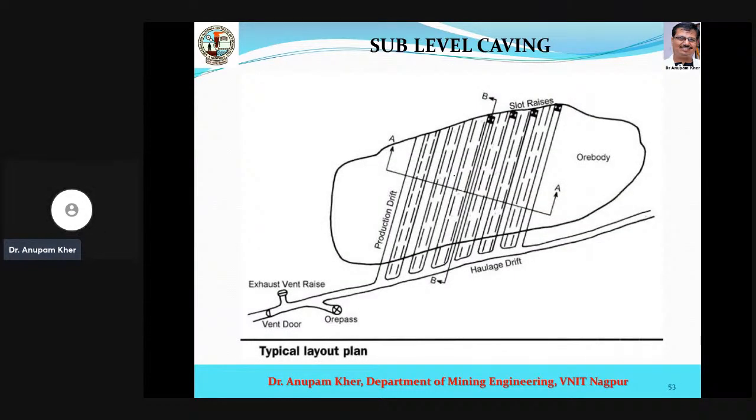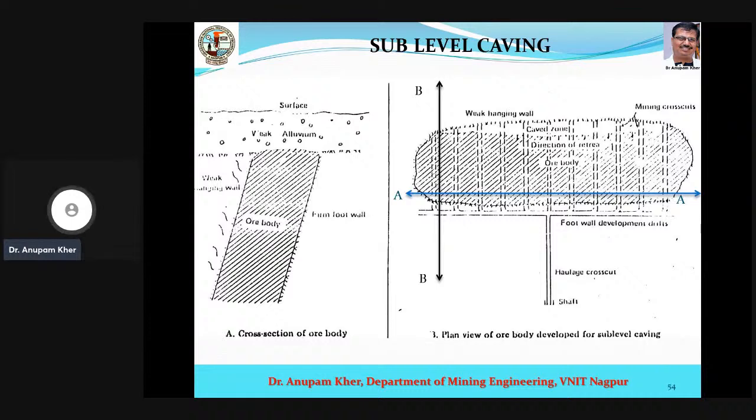So in this typical layout plan, the drivages are being made, and haulage drivages are made across the ore body from one wall to another. There are two cross sections, AA and BB. Suppose I am on the right side, I am seeing a plan and I see an ore body. AA is the direction of the strike of the ore body. I have taken a cross section of the ore body, and BB is another cross section taken along the transverse direction.